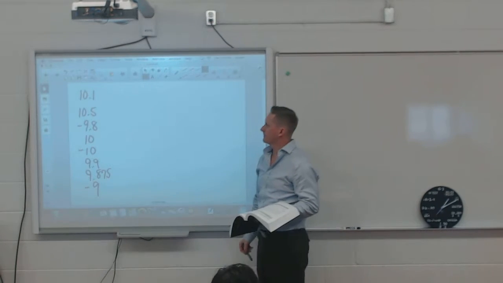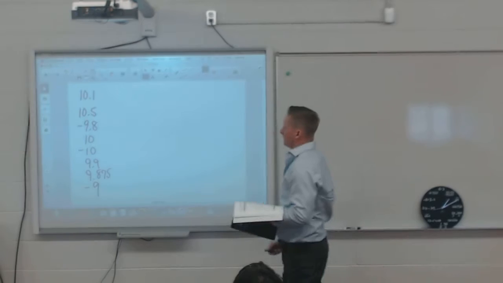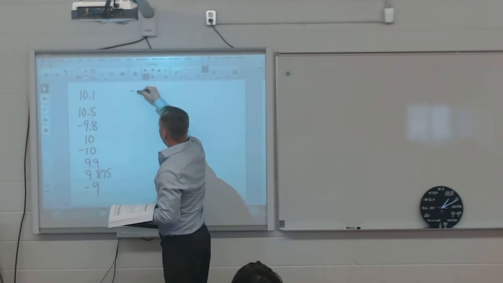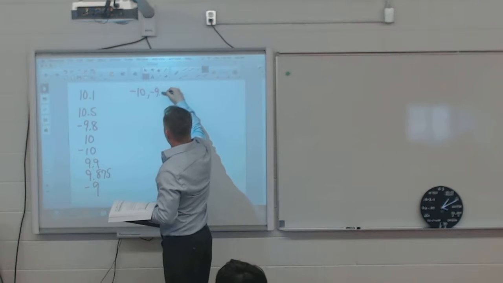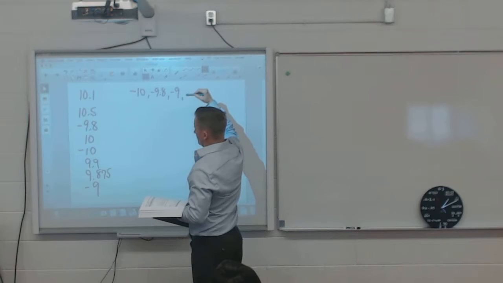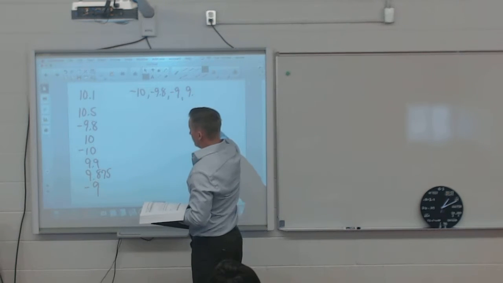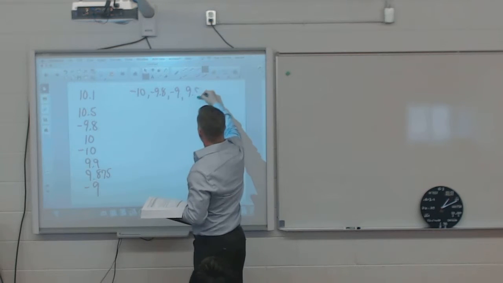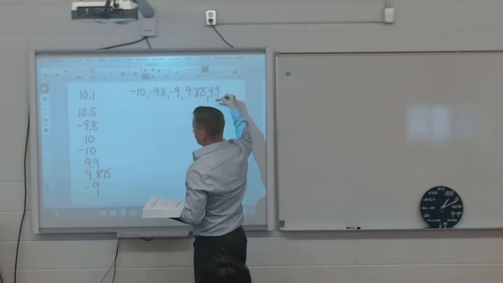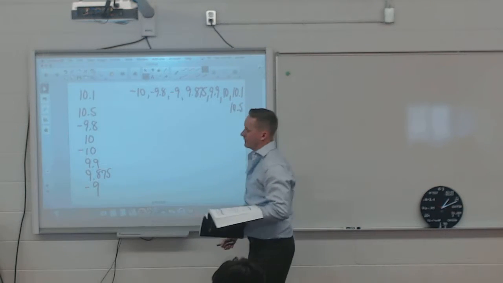Okay, so now we have to order them. Now that we got rid of all our absolute values, you order them from the least to the greatest. Well, what's the smallest number on the board? Negative 10. Negative 10. And then? Negative 9.8. Yep. Negative 9.8, it's a negative 9.8. Then 9.875, 9.9, 10, 10.1, and 10.5. Right. There you have it.